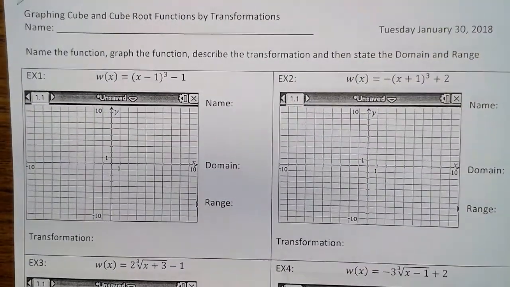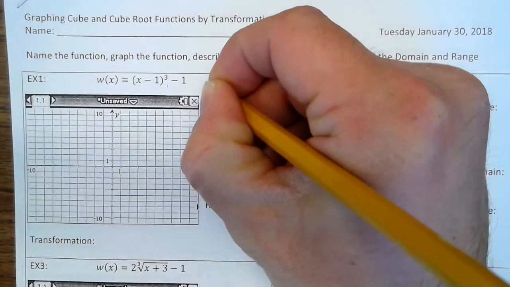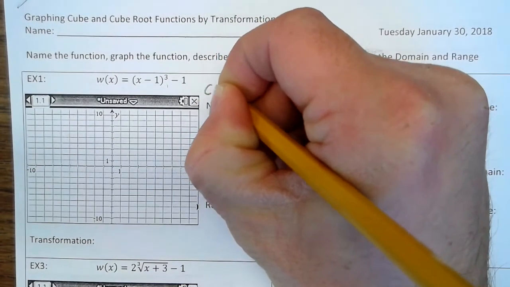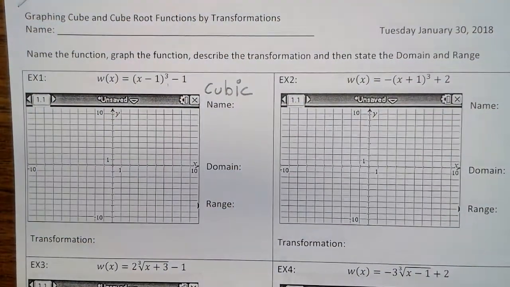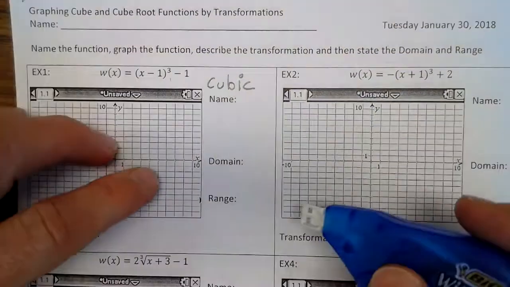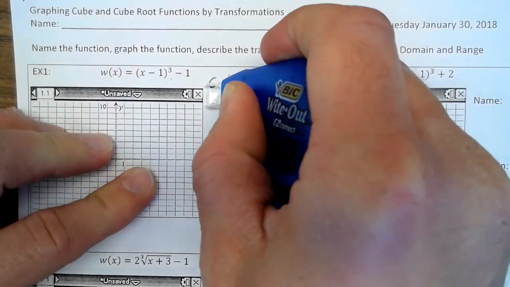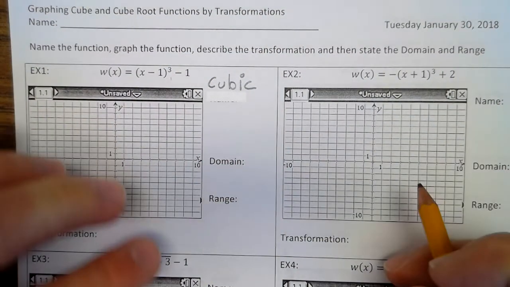All right, example 1. First off, we name the function. So we see that it's a cubic function, and this is space. I'm okay if you just write cubic. Now, we really don't have space, or we need the space, I should say, for the direction. So I'm actually going to mark out the name here, and I'm going to use that space for graphing by direction. But before I do that, I'm going to move the vertex.